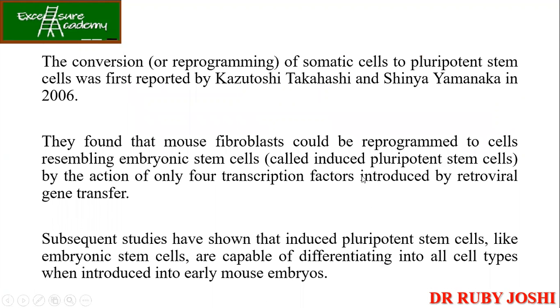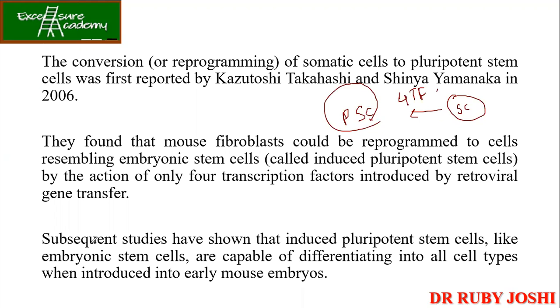Okay, so the conversion or reprogramming of somatic cells to pluripotent stem cells was first reported by Kazutoshi Takahashi and Shinya Yamanaka in 2006. From the name itself you can tell they are Japanese. So they found that mouse fibroblasts could be reprogrammed to cells resembling embryonic stem cells. Now this is by the action of only 4 transcription factors, which were introduced by retroviral gene transfer. So what they have done is that they took the somatic cell and made it into pluripotent stem cells, and for that they used the retroviral method of gene transfer for the transcription factors. Those are the 4 transcription factors over here.